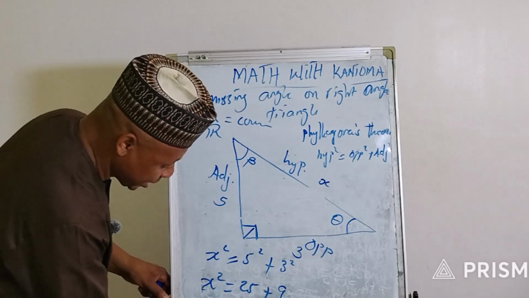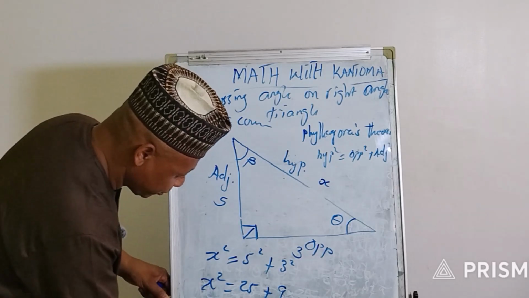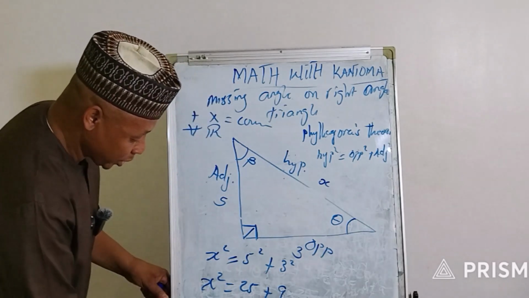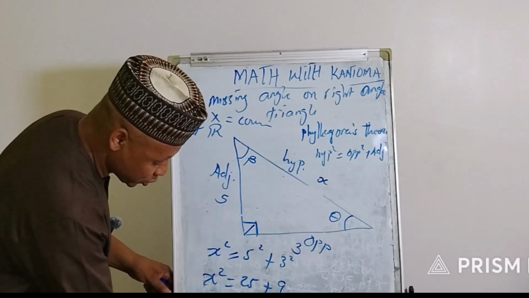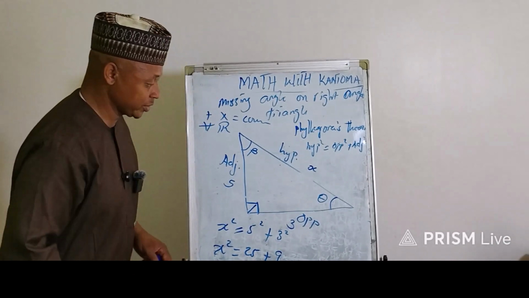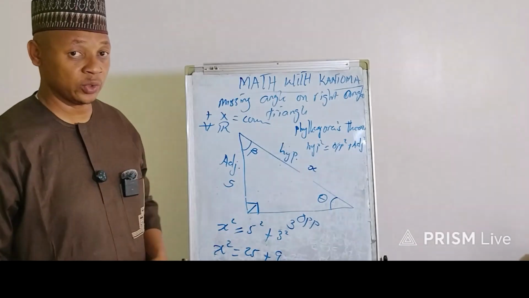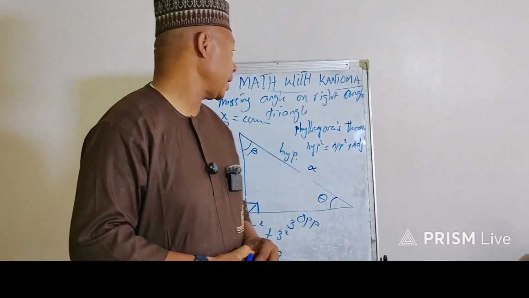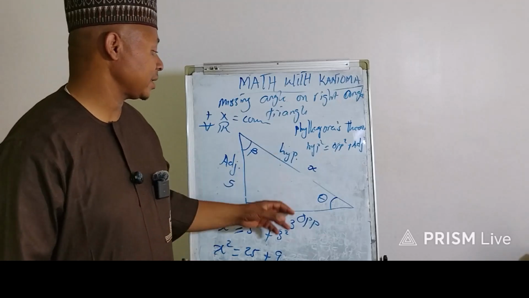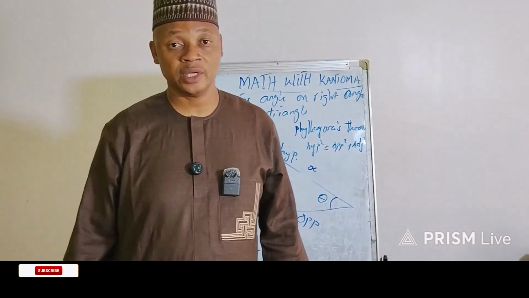25 plus 9, that is 34. So now we find x is equal to the square root. We eliminate the power by taking the square root of 34, and that will give us the value of x using Pythagoras theorem. And that is all for today on finding a missing side using Pythagoras theorem.